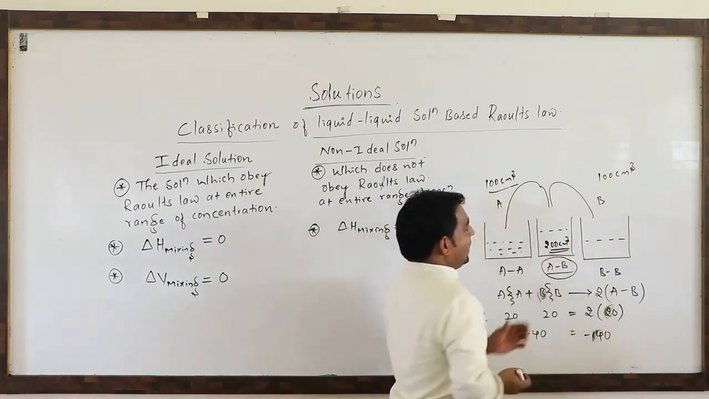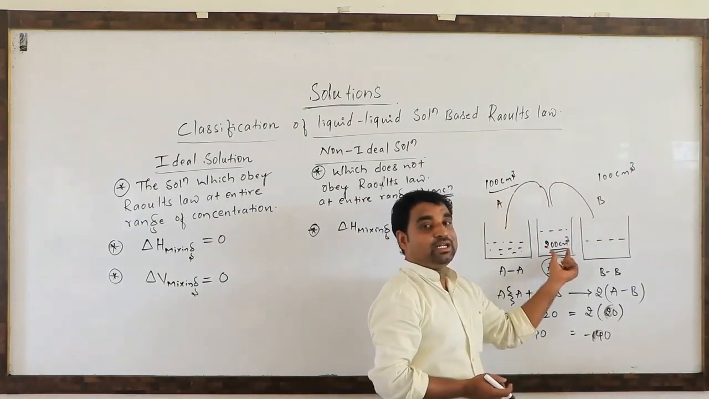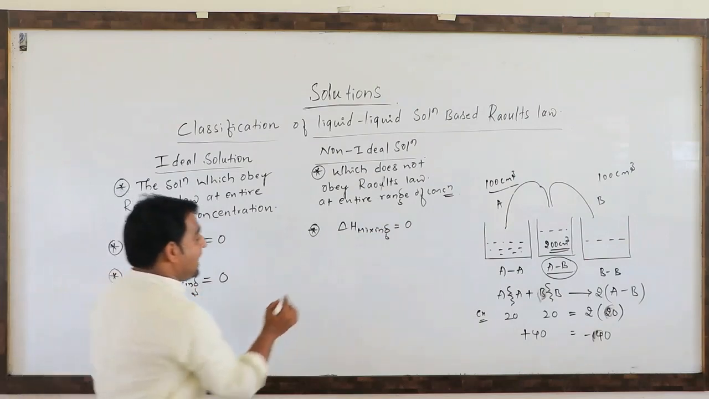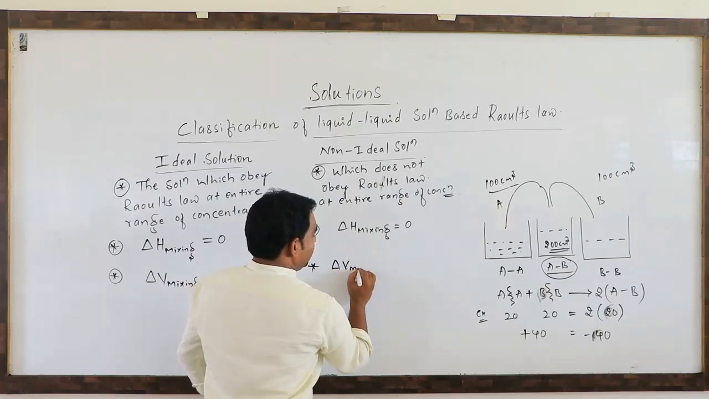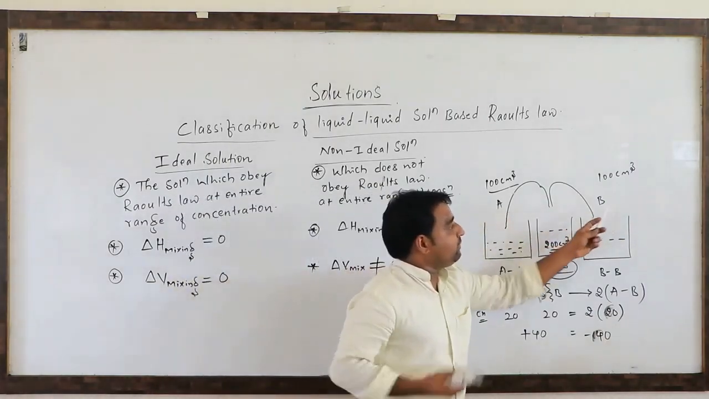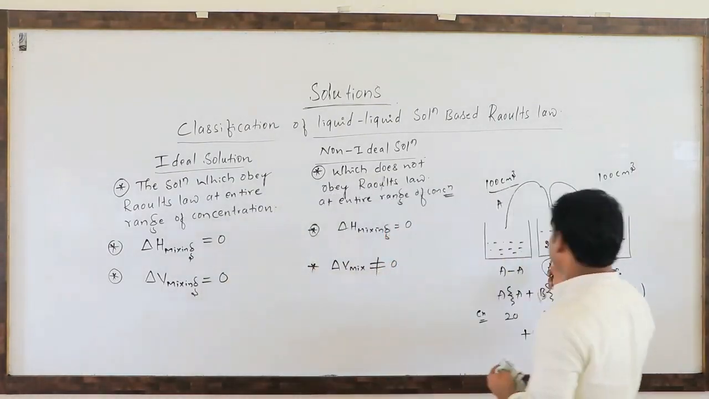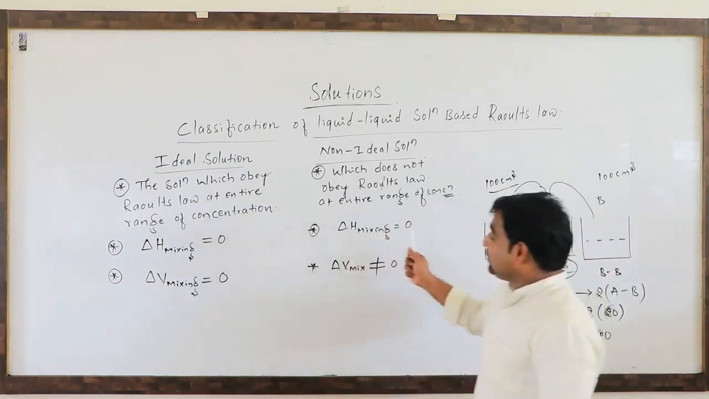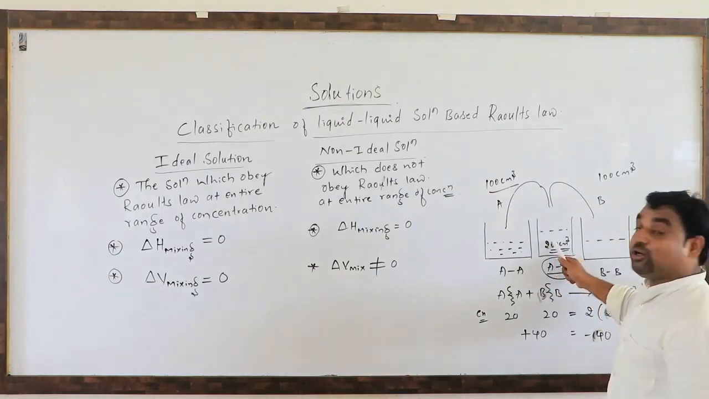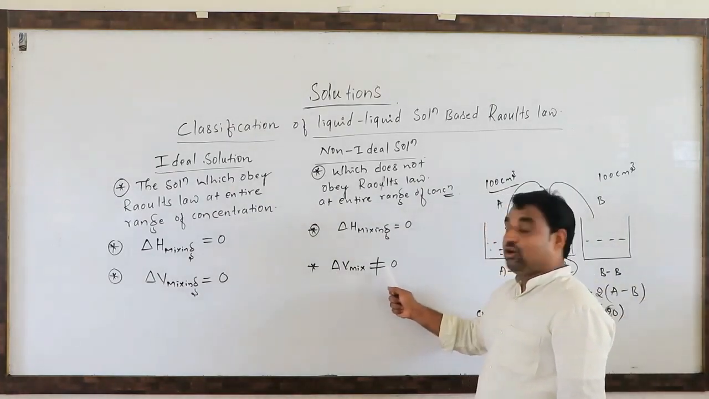Same here. The volume of the solution is equal to the sum of the individual volumes of the two components, that is 200. There is no change in volume after mixing. That is the meaning of delta V mixing is equal to 0. But in case of non-ideal solutions, delta V mixing is not equal to 0. It means when we add one liquid to another liquid, 100 cm cube to another 100 cm cube, we are expecting 200 in case of ideal solutions. But in case of a non-ideal solution, it may or may not be 200, it may be more than 200 or less than 200.